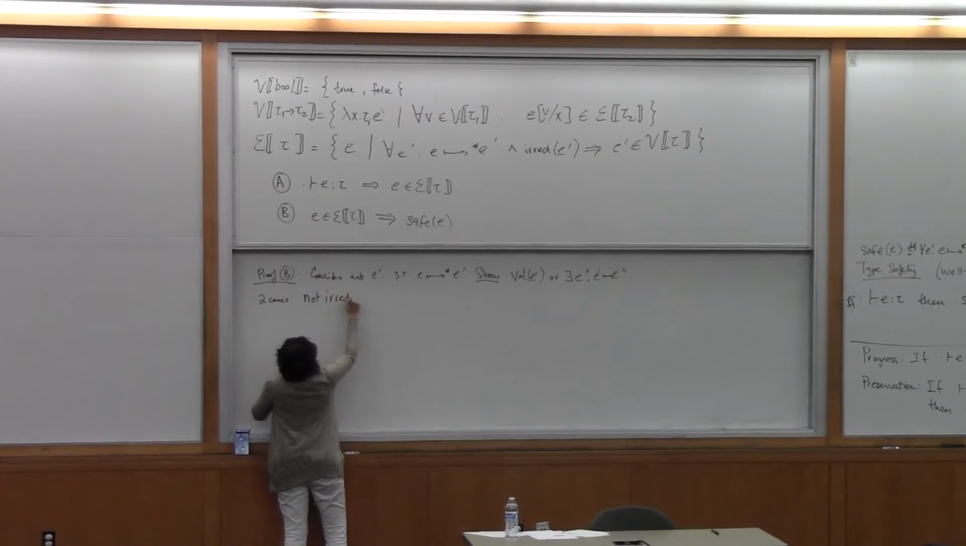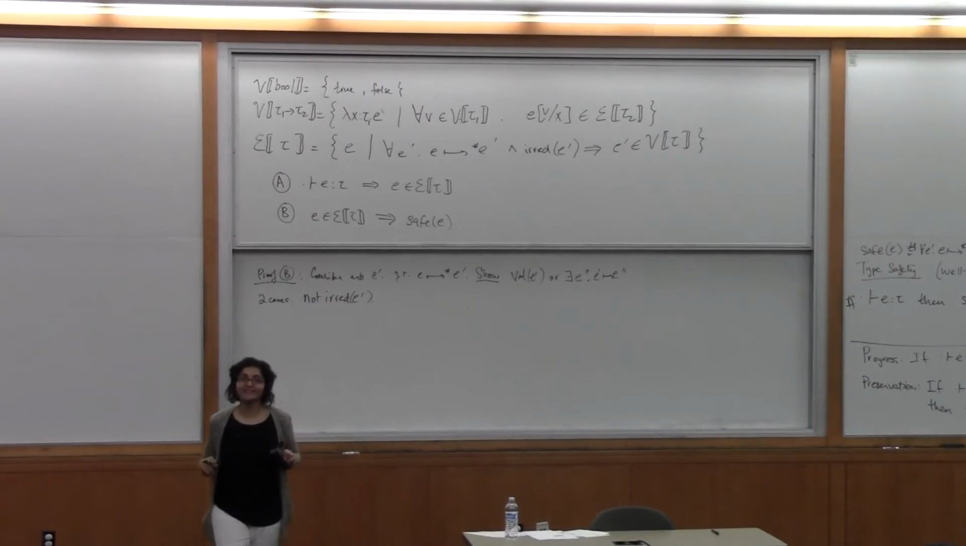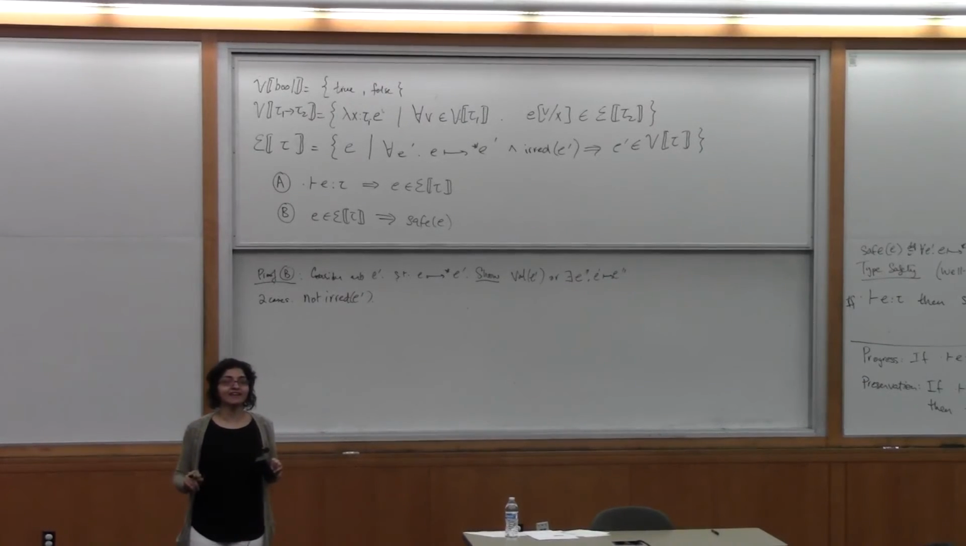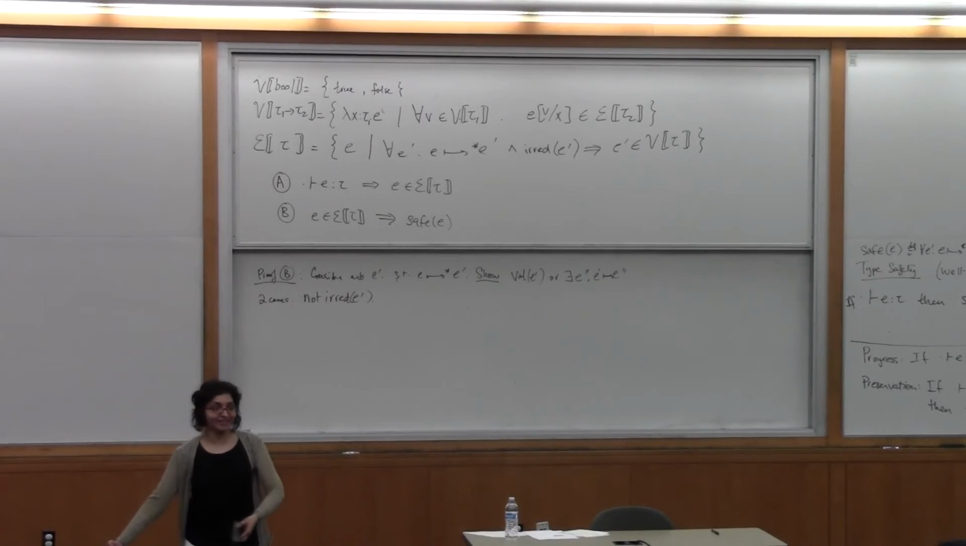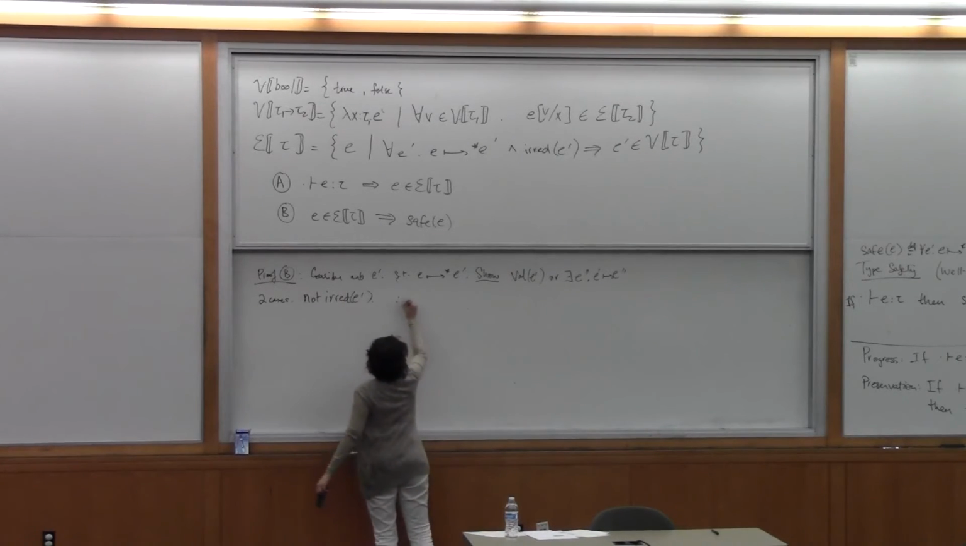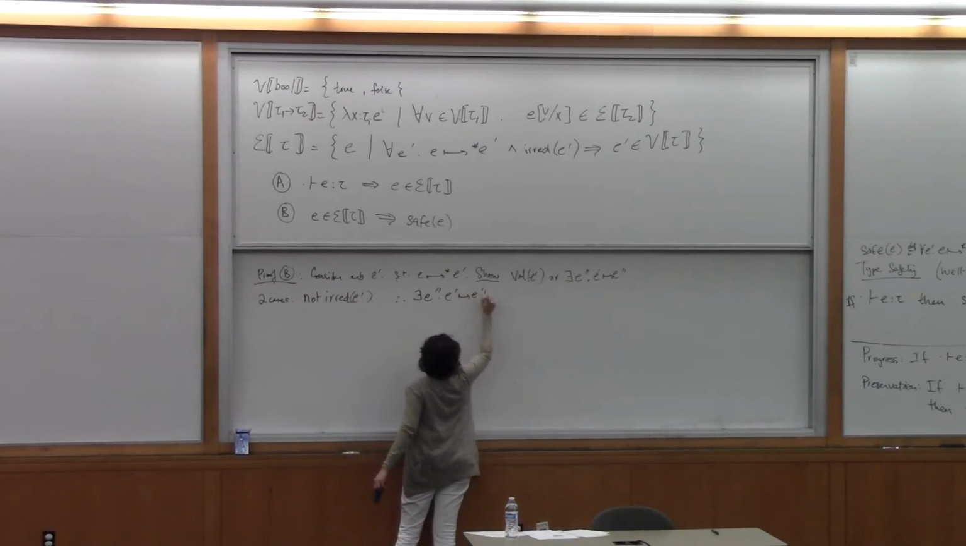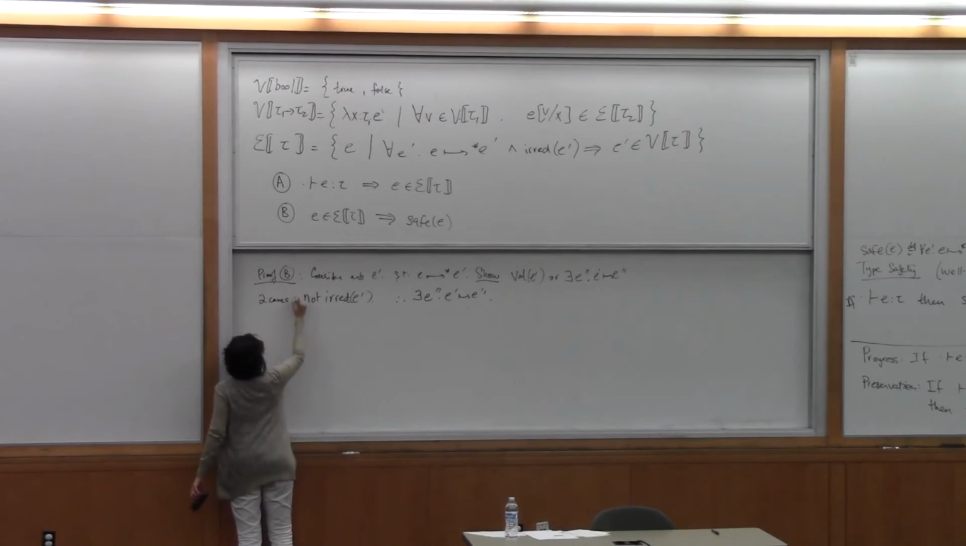Well, let's write it as not irreducible E prime. If E prime is not irreducible, what does that mean? It means that there's another step, right? So we're done. Therefore, by definition, there exists an E double prime such that E can step to it. Okay, good. That's case 1.